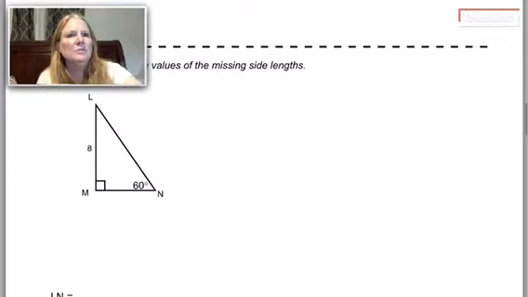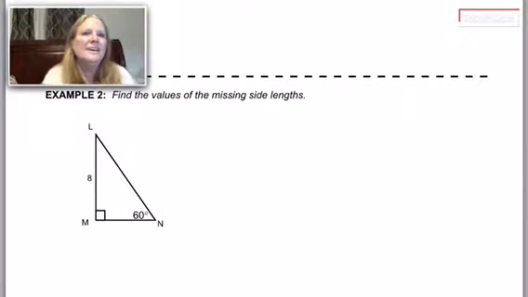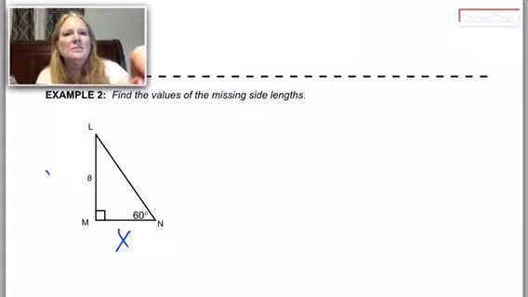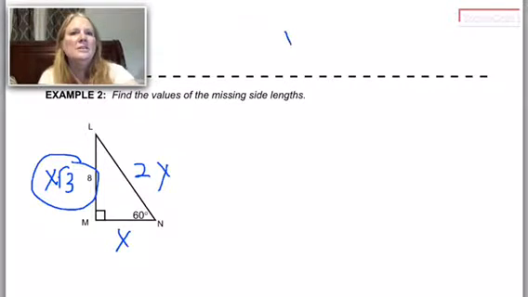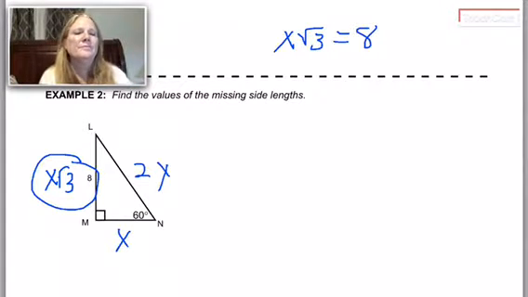Let's look at example 2. In this picture again, put your x, 2x, and x to the square root of 3. So this is going to be x, this is going to be x to the square root of 3, and this is going to be 2x. So my picture is telling me that x to the square root of 3 is equal to 8.